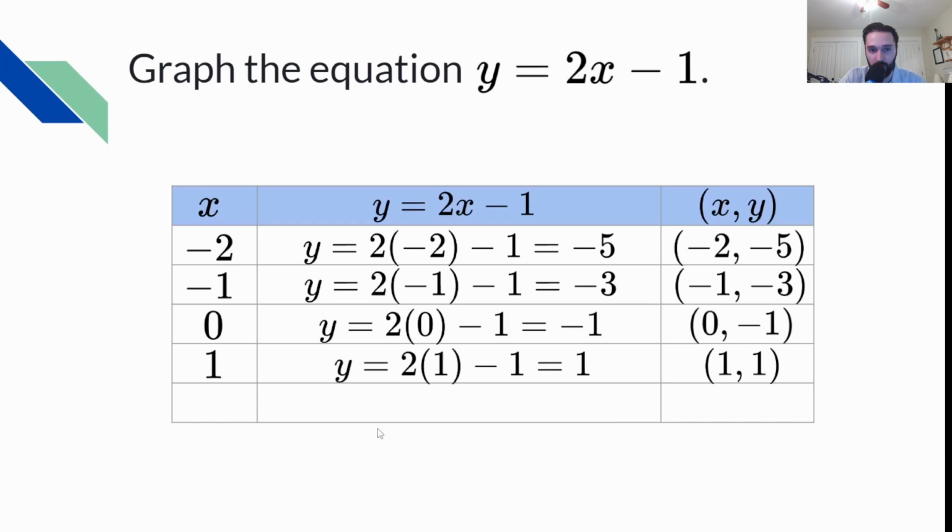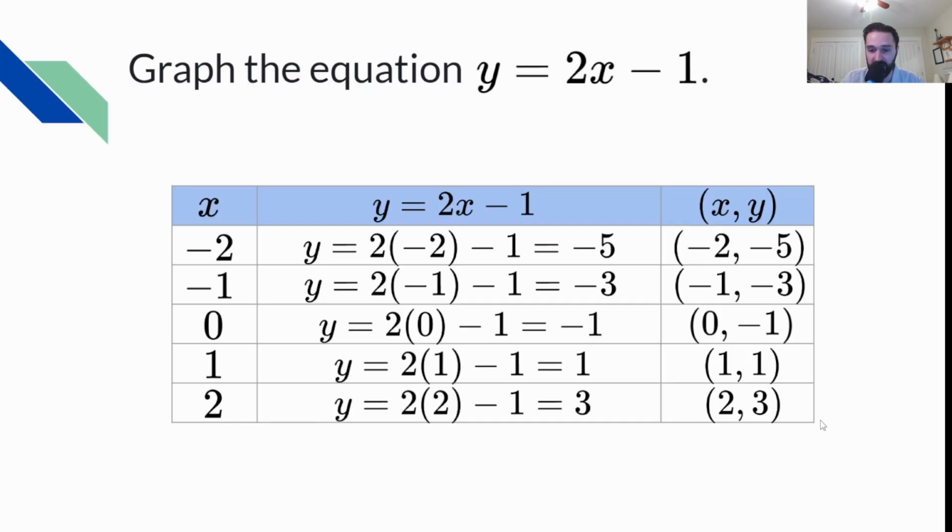If we plug in x equals 1, we get y equals 1. So we have 1, 1. And we can do this as many times as we want. I'm choosing to do it just 5 times here. If I plug in x equals 2 for my last value, I get y equals 3. So I have 2 comma 3. I have 5 points.